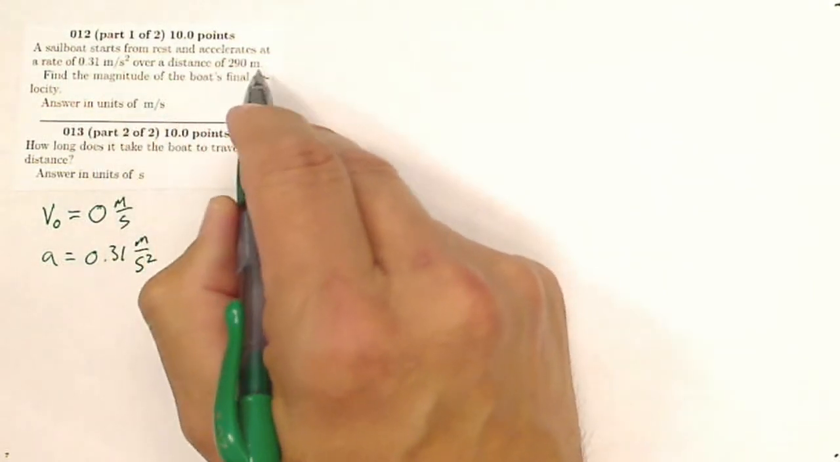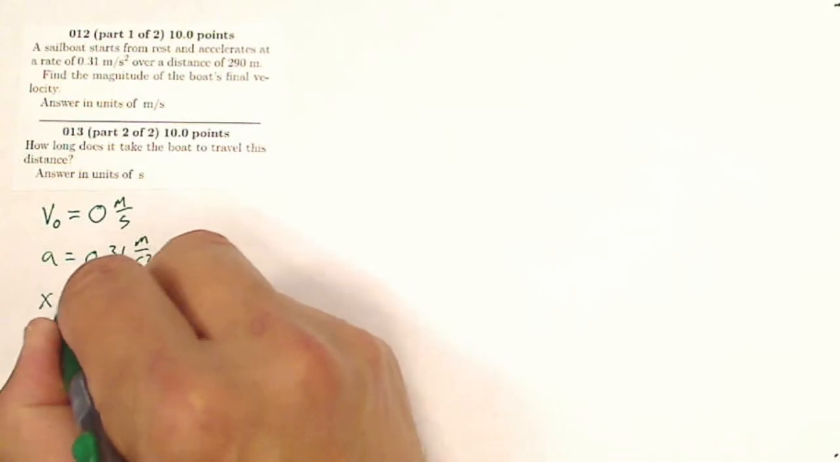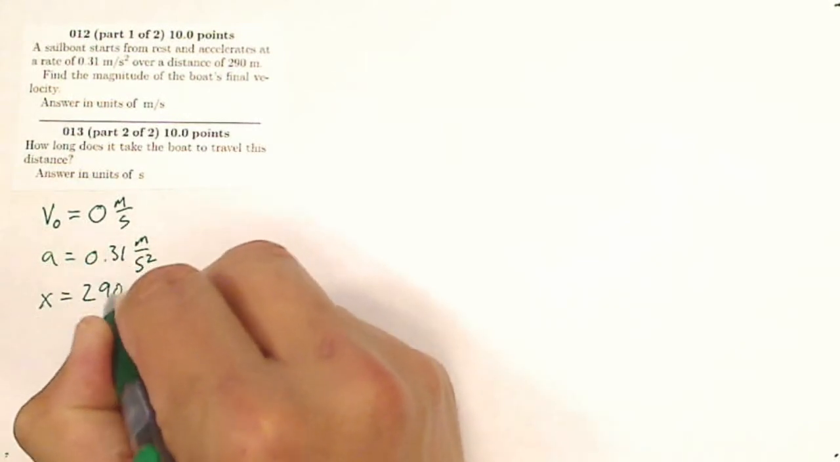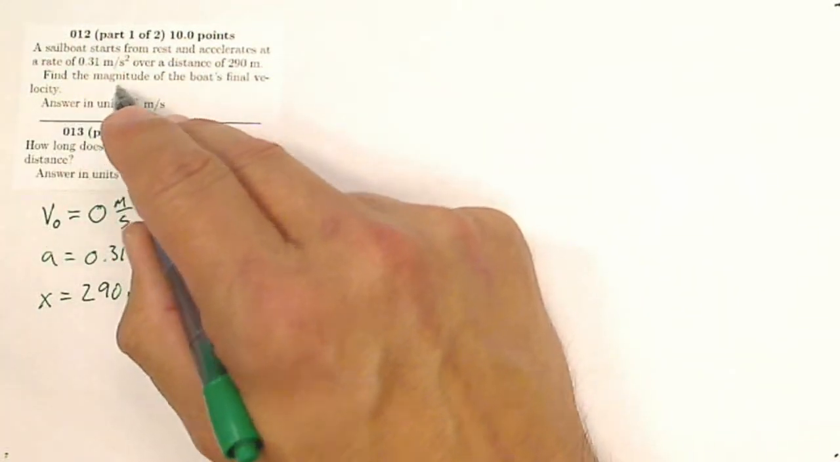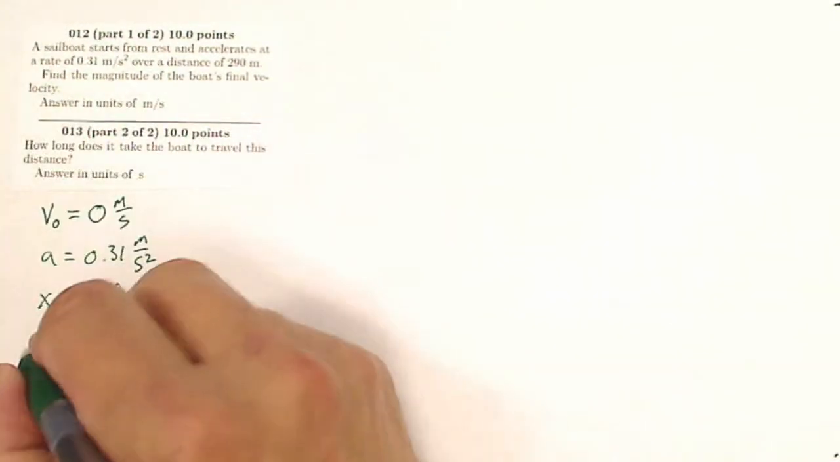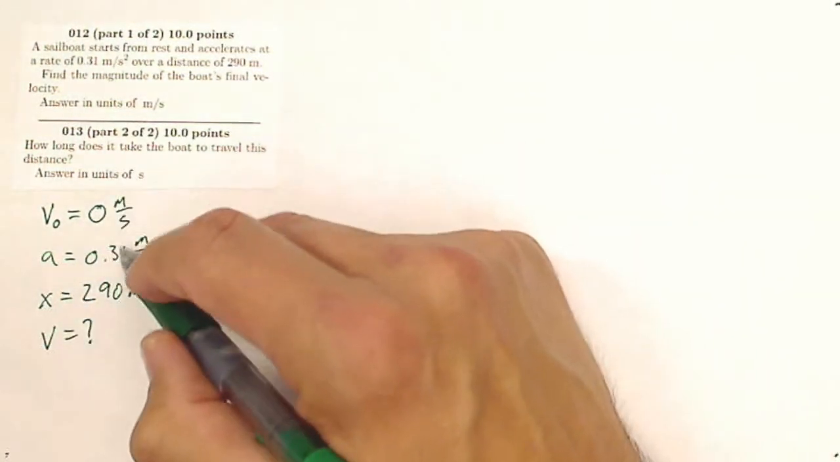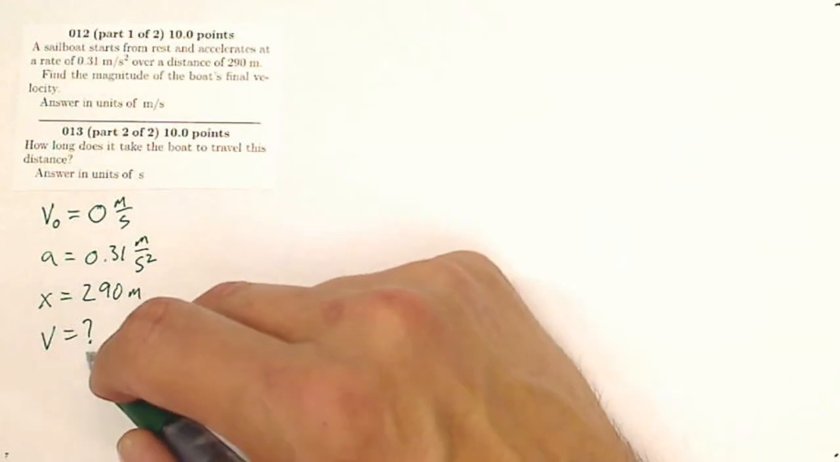Over a distance of 290 meters. Find the magnitude, positive value, of the boat's final velocity. So I want my final velocity. Now, initial velocity, acceleration, displacement, final velocity.